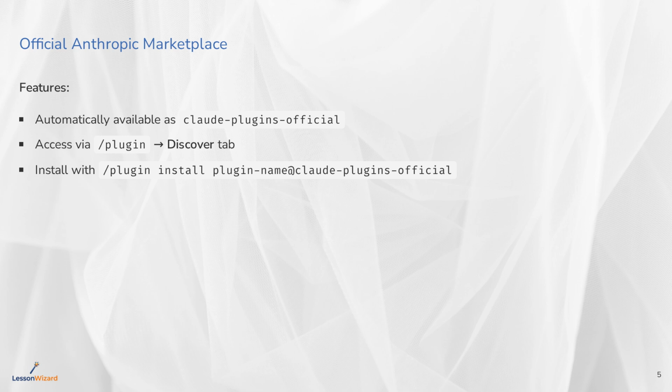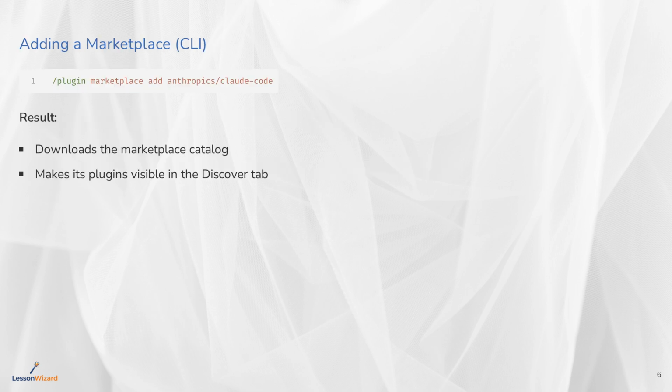Use the /plugin command to open the manager. Browse the Discover tab, and install plugins directly from this trusted source. To add a non-default marketplace, run the plugin marketplace add command with the repository identifier. This pulls the catalog into Claude Code, after which its plugins appear alongside the official ones.